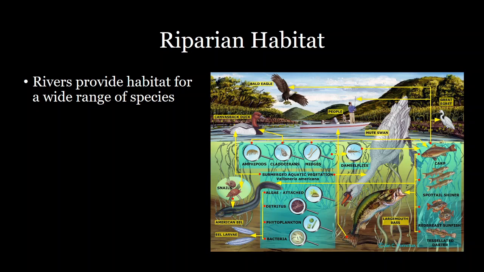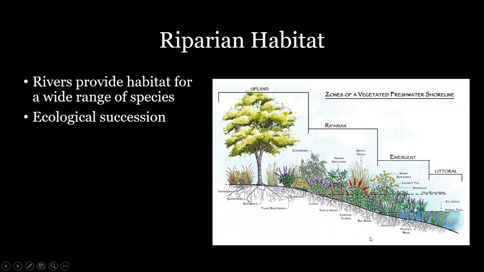So rivers provide habitat for a wide range of species, all the way from birds and fish down to algae and bacteria and phytoplankton. And so when you have a healthy river system, you can have a really diverse range of organisms that live there. And part of the reason why you have so much biodiversity is because of ecological succession. As you move further away from the river, you have different kinds of plants that can live there.